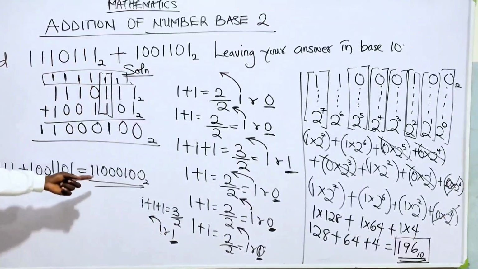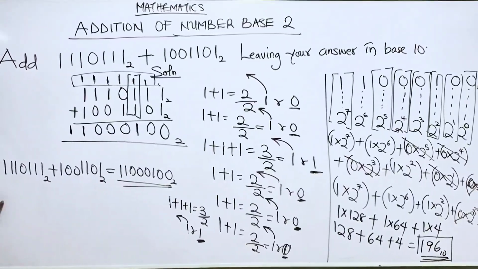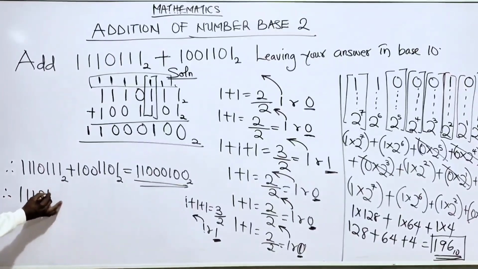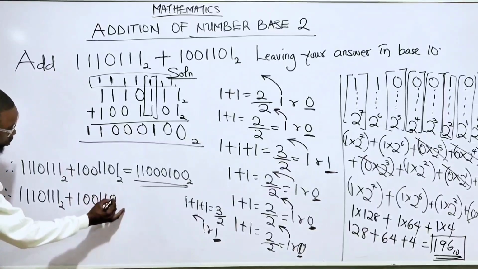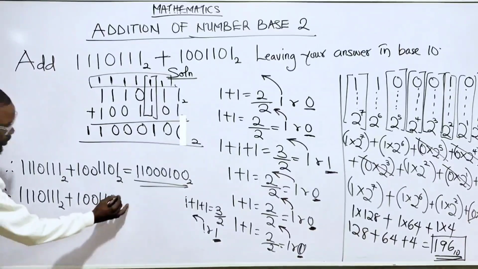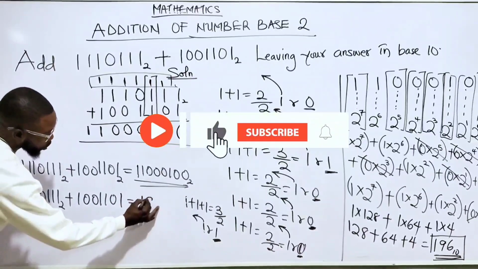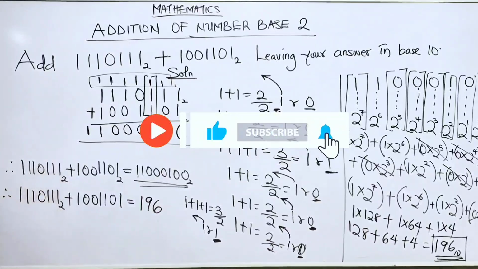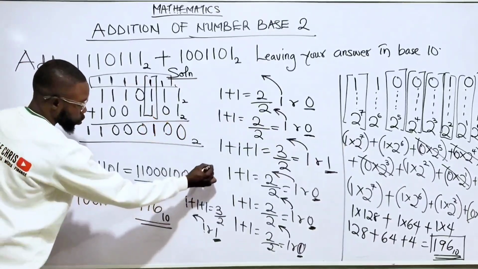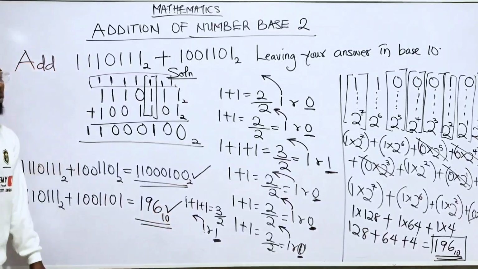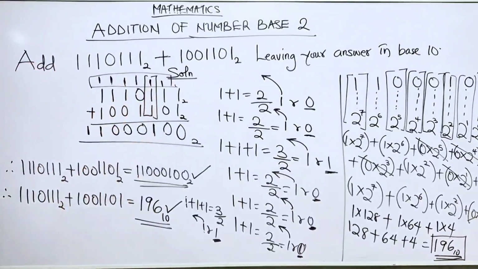While we're having this base 2, you can also say 1110111 base 2 plus 1001101 is equal to 196 base 10. So this is the answer in base 2, and this is our answer in base 10. So you can just follow the steps and see how we did that.